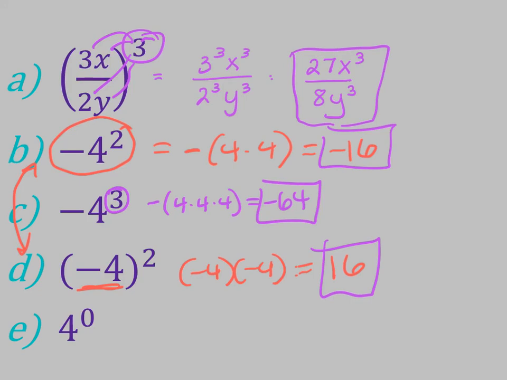And 4 to the 0, or any base to the 0, is 1. And there's absolutely no way to do that with arithmetic. You have to just know that. Your calculator will know that if you put it in. But there's no way to multiply 4 times itself 0 amount of times to get that answer. So be careful. Anything to the 0 power is not 0. It is 1.